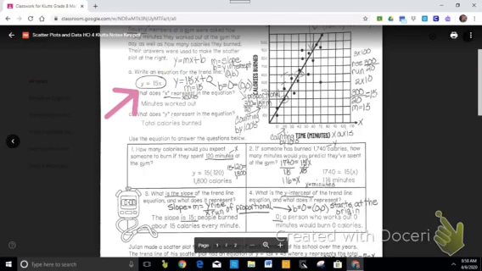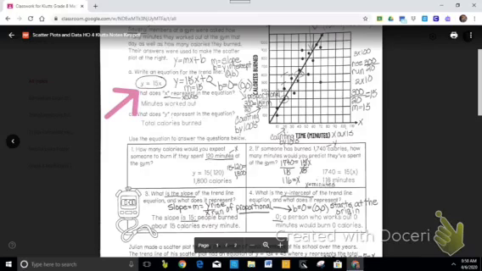So if we put in 120 for x, we have y equals 15 times 120. 15 times 120 is 1,800. So my answer would be 1,800 calories. Number 2, if someone has burned 1,740 calories, how many minutes would you predict they've spent at the gym?